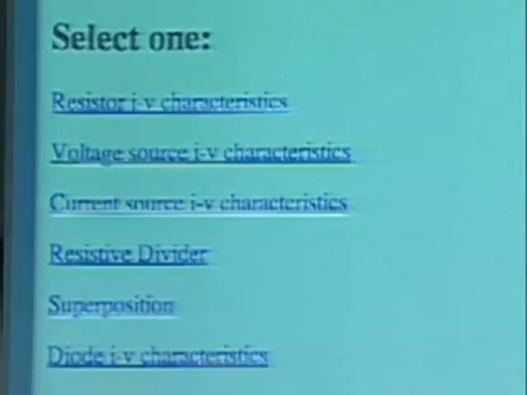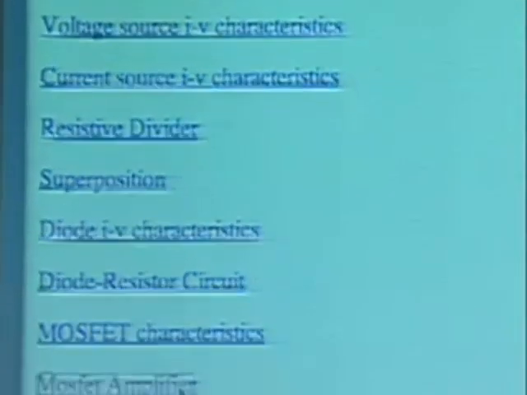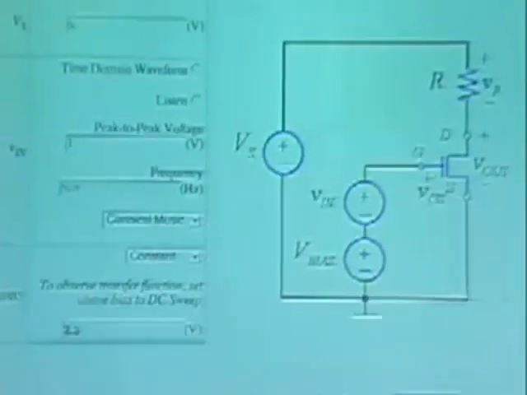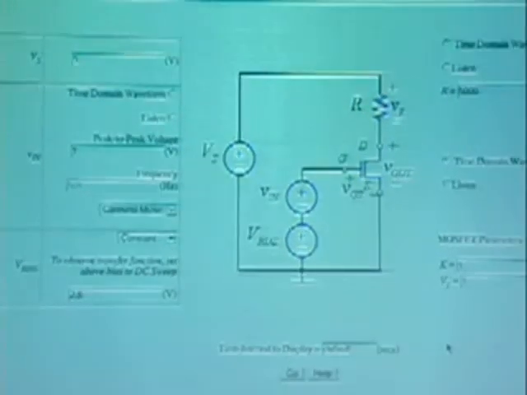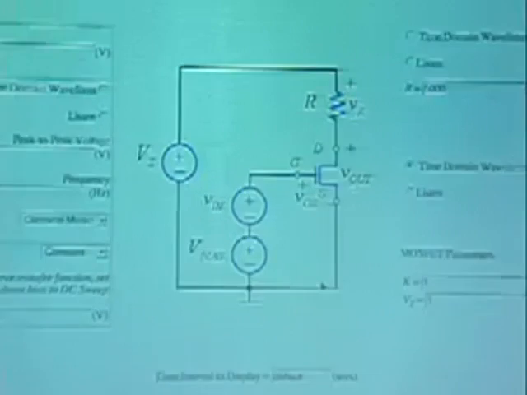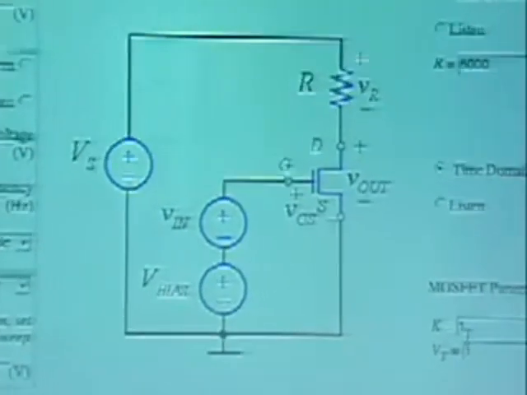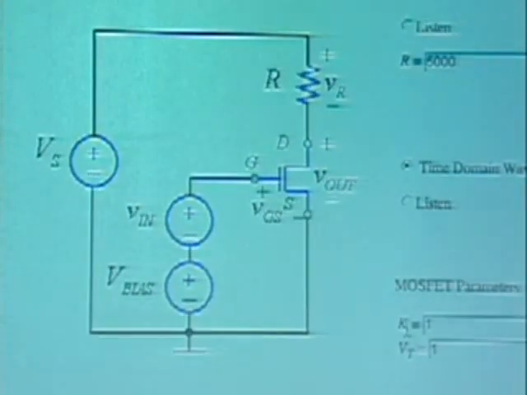So let's pick a MOSFET amplifier, right? So you come to this page. This is something you've seen in class. And let's say you want to play with this little circuit. So you can set up, can you see the mouse? Good. So you can set up a bunch of parameters.